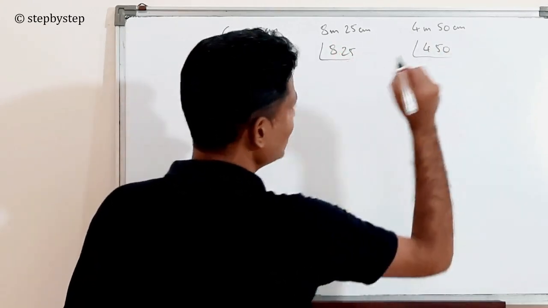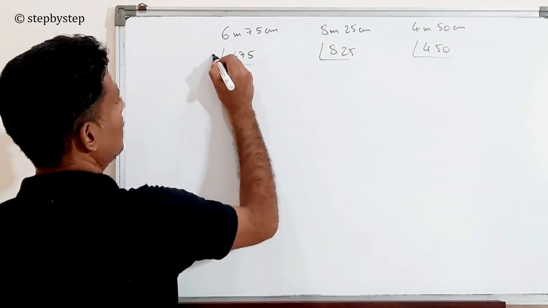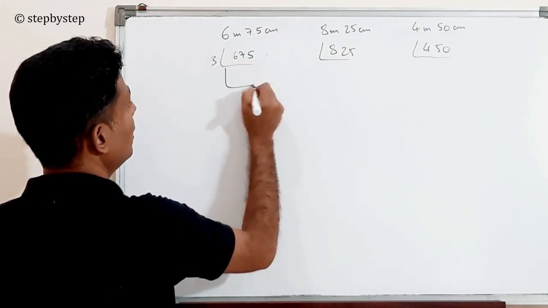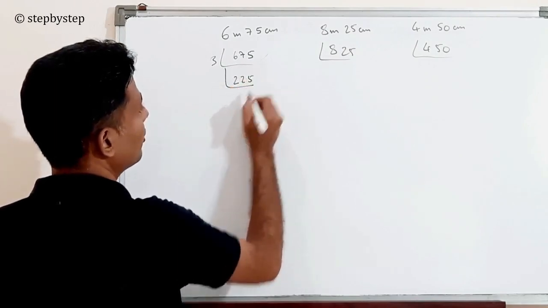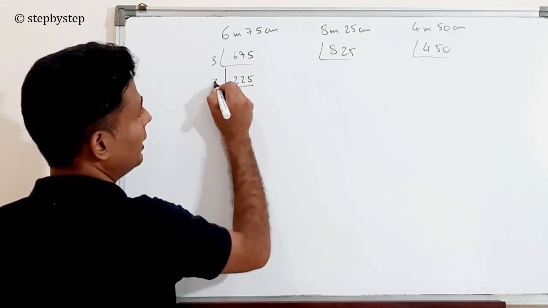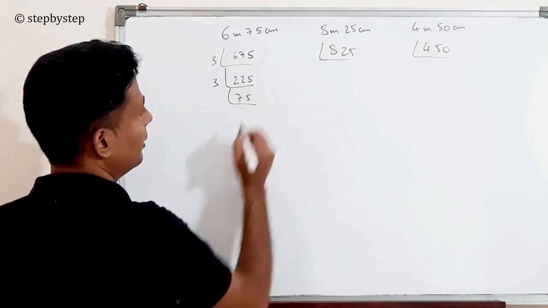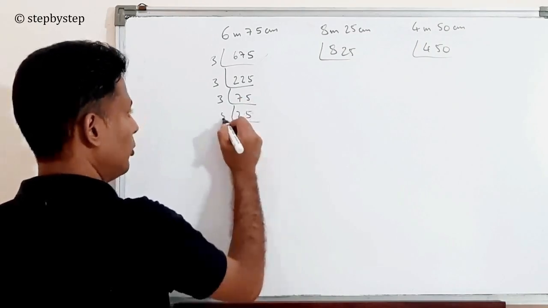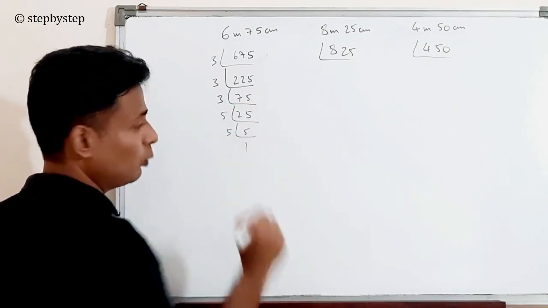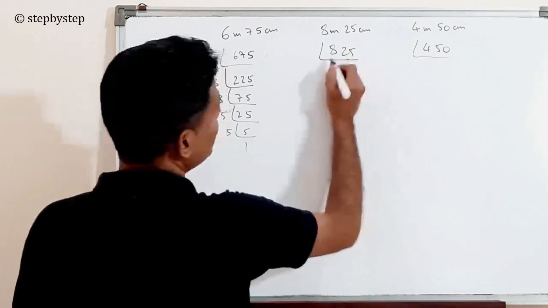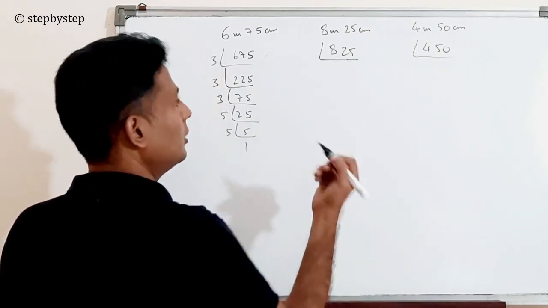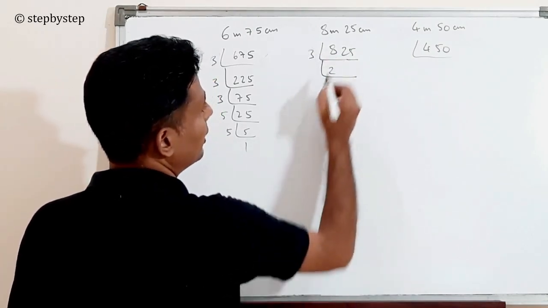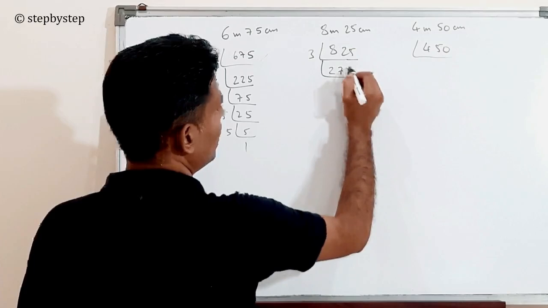To find the HCF, I'll use prime factorization. So will it go by 3? 6 plus 7 plus 5 is 18, so it will go by 3. 2, 2, 5. Will it go by 3? Yes, it will go by 3. 7, 5. Again it will go by 3. So 3, 2, 5. Now by 5, and 5 and 1. Now will this go by 3? Yes, 15 is the total. So since 15 is divisible by 3, this is divisible by 3.